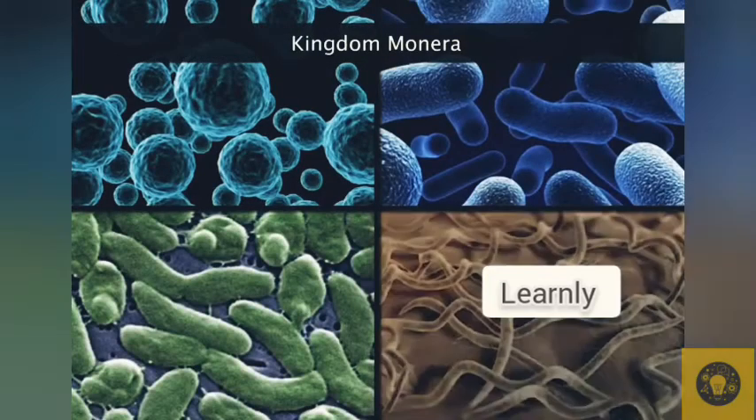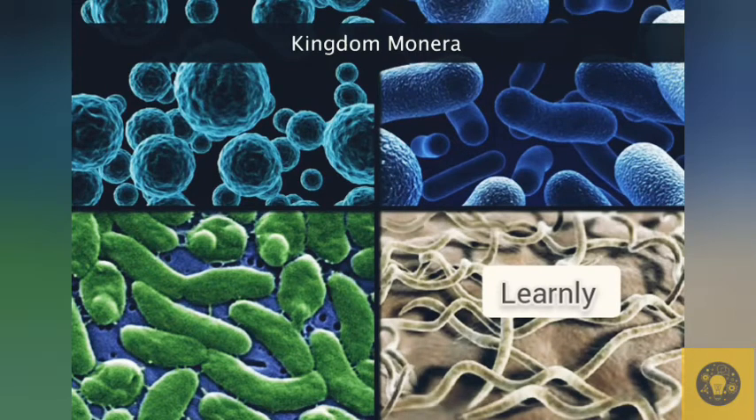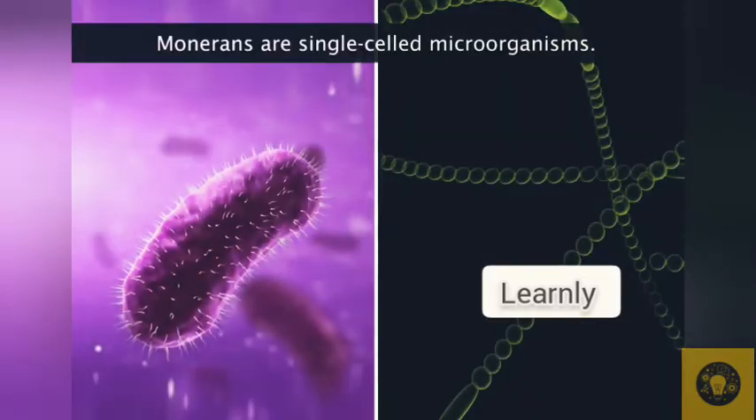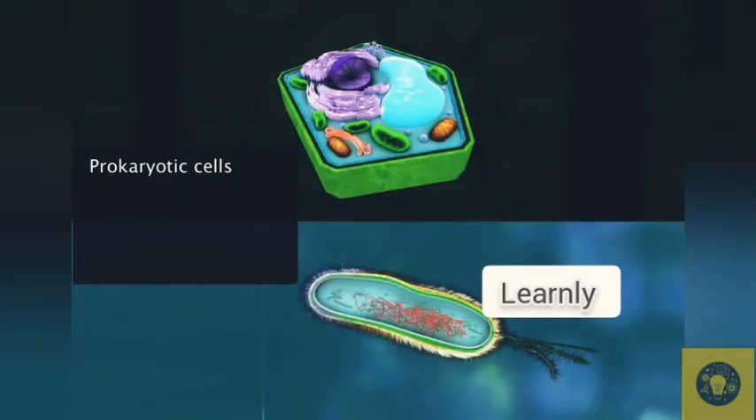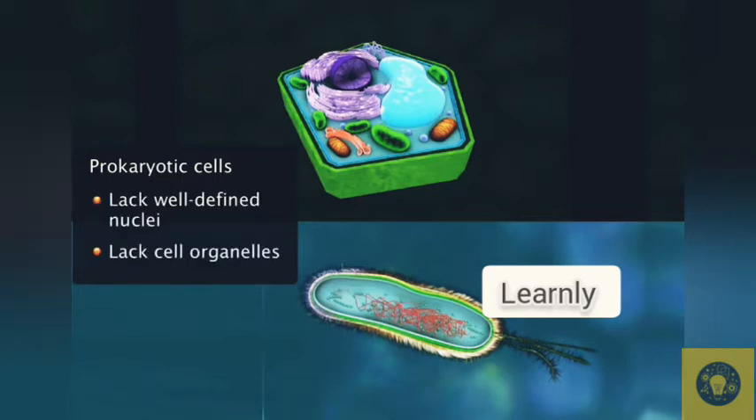The tiny living beings of the kingdom Monera have some characteristics in common. They all are microscopic single-celled organisms. This group comprises bacteria and cyanobacteria, or blue-green algae. All organisms belonging to the kingdom Monera lack well-defined nuclei and cell organelles. Such cells are called prokaryotic cells. This is the defining characteristic of the kingdom Monera.